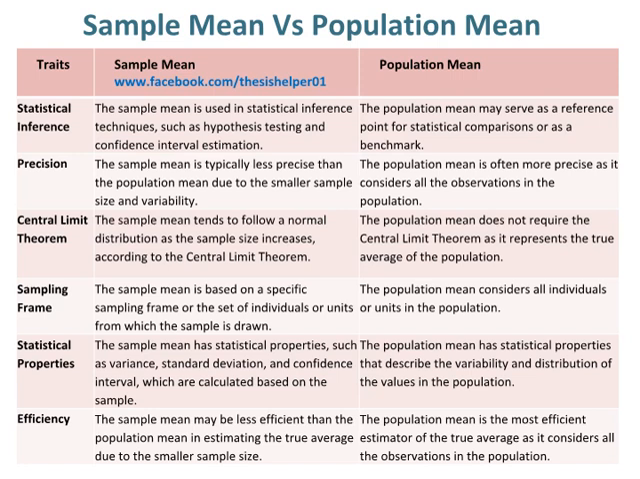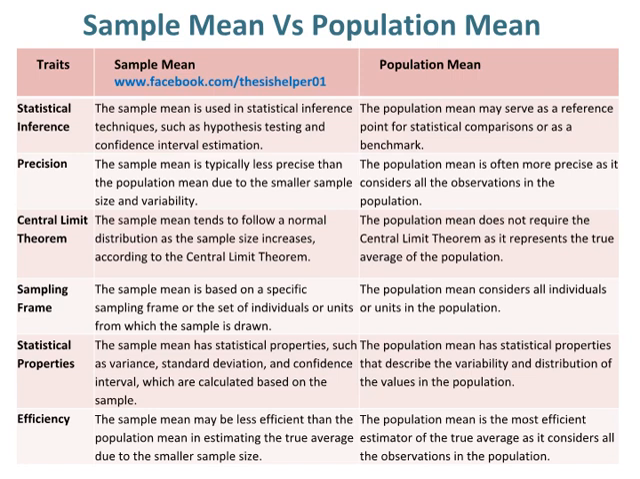The sample mean is based on a specific sampling frame, or the set of individuals or units from which the sample is drawn. Whereas, the population mean considers all individuals or units in the population. The sample mean has statistical properties, such as variance, standard deviation, and confidence interval, which are calculated based on the sample. Whereas, the population mean has statistical properties that describe the variability and distribution of the values in the population.